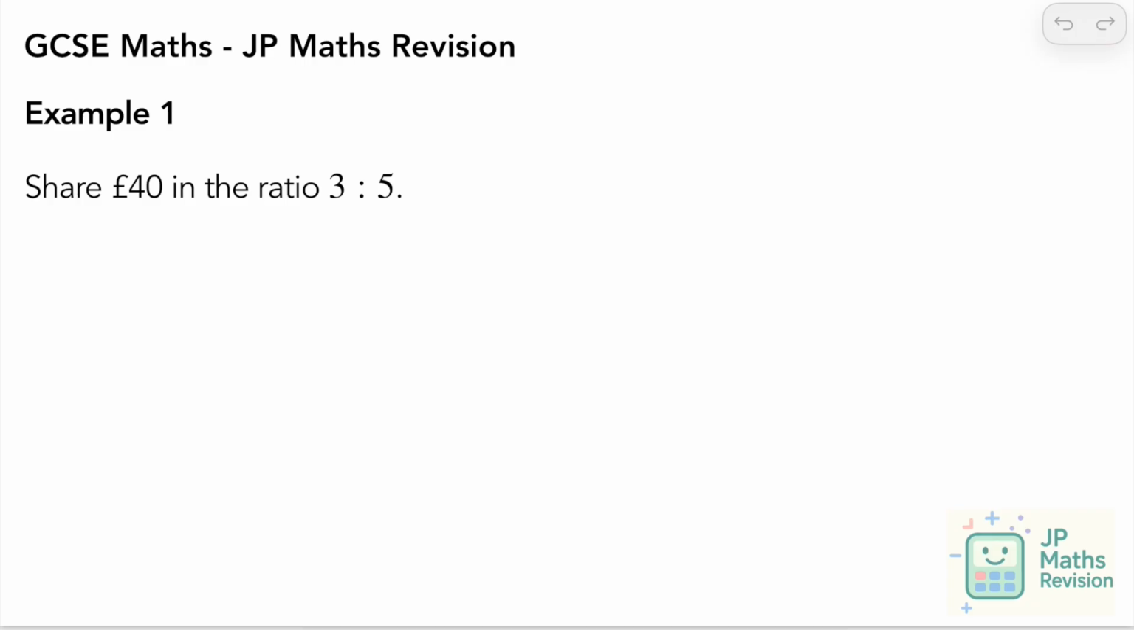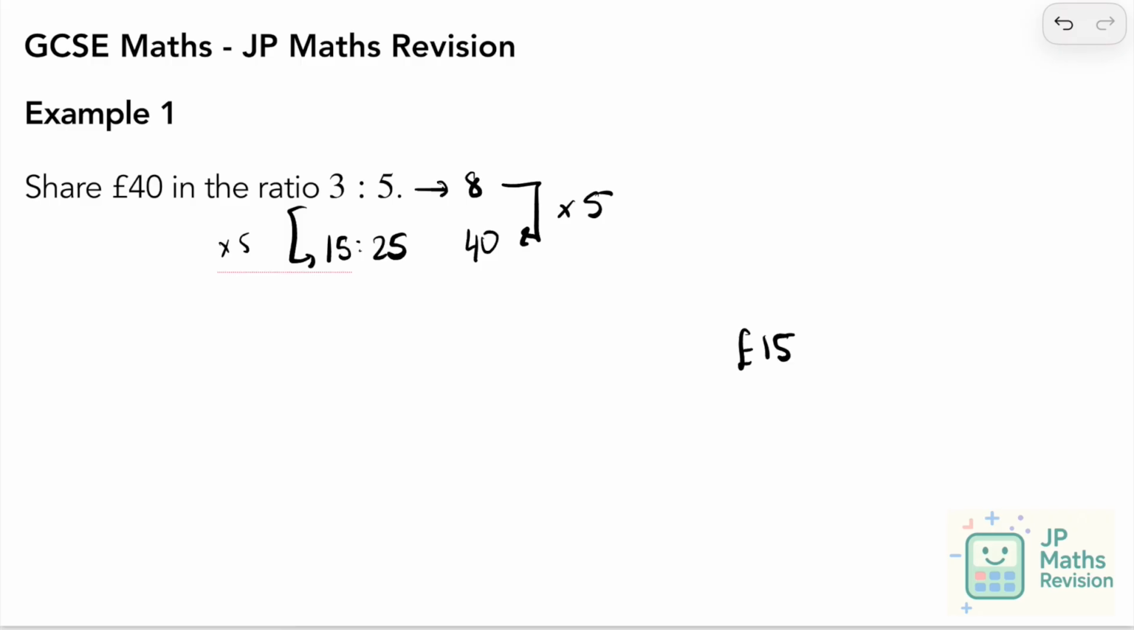So the ratio 3 to 5 tells us that for every £8, one person gets £3 and another person gets £5. But we don't have £8, we have £40 that we're trying to share. So instead of doing 8, we need to scale the ratio up to 40. So to get from 8 to 40, we times by 5. So I need to do 3 times 5 and 5 times 5. So 3 times 5 is 15 and 5 times 5 is 25. So that tells us that one part is £15 and the other part is worth £25.